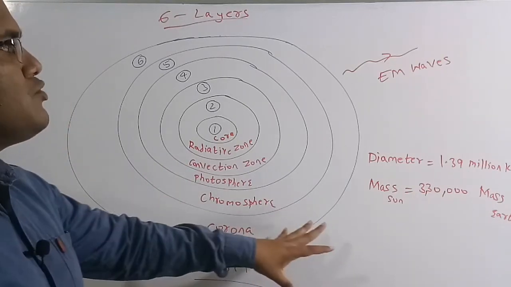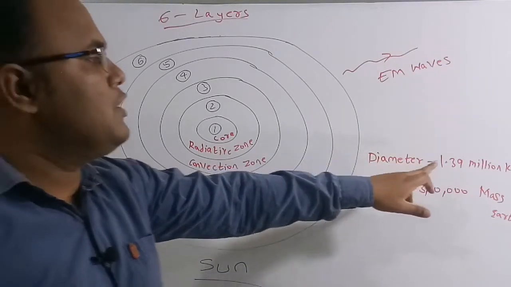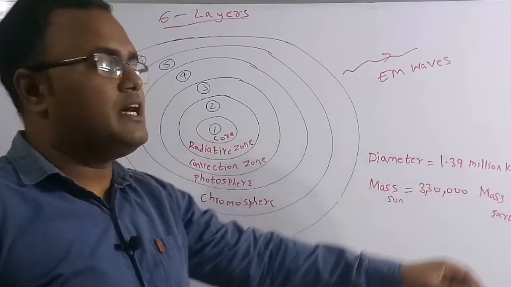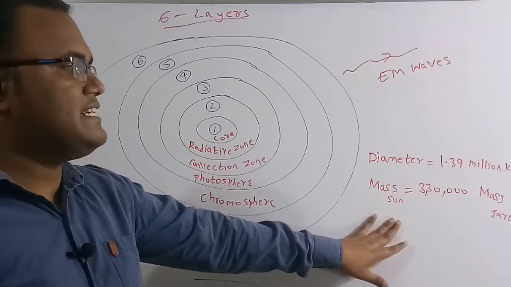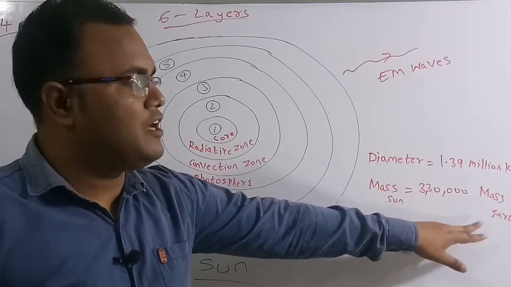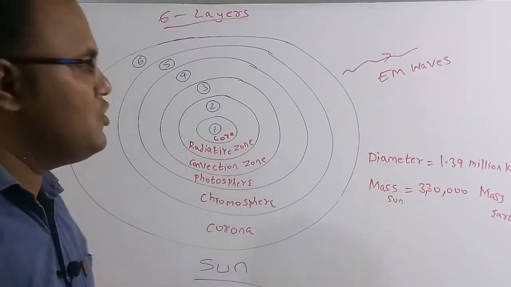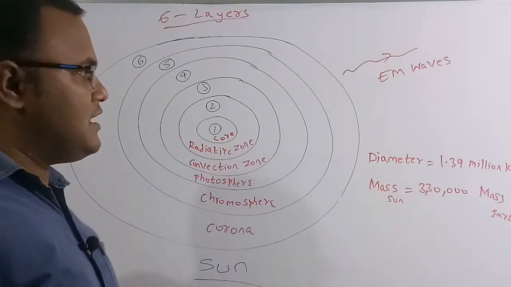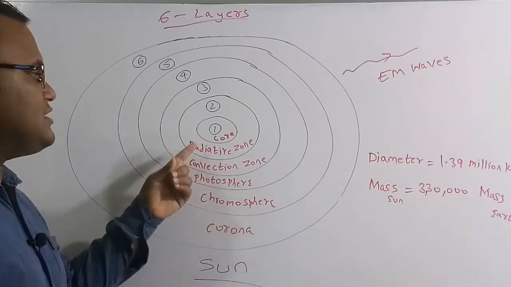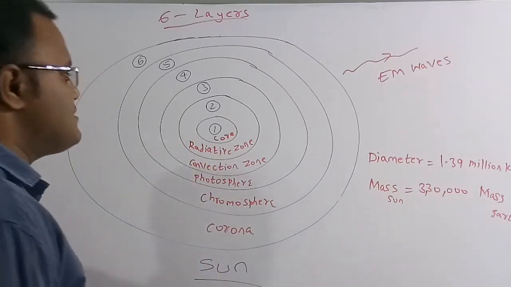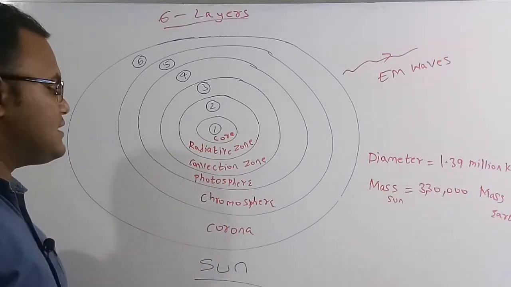The sun radiates electromagnetic waves. The diameter of the sun is 1.39 million kilometers, and the mass of the sun is 330 times more than the mass of the earth. These are the important facts of the sun: its diameter and its mass. You need to remember that there are 6 layers and the names of each one also. In the examination they can ask what the innermost layer of the sun is called, which is the core, and the outermost layer of the sun is called the corona.